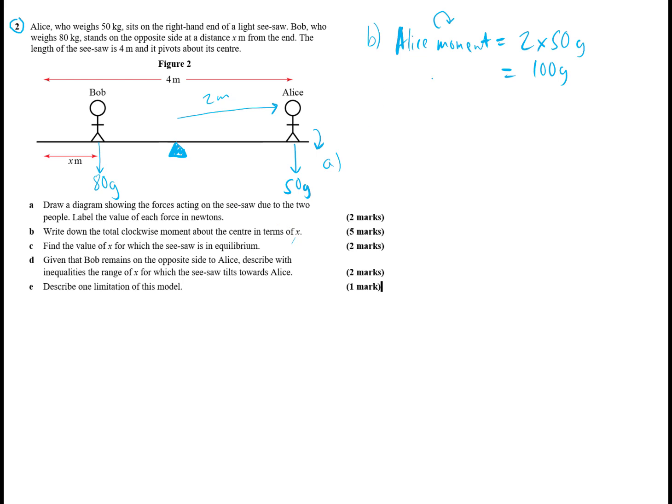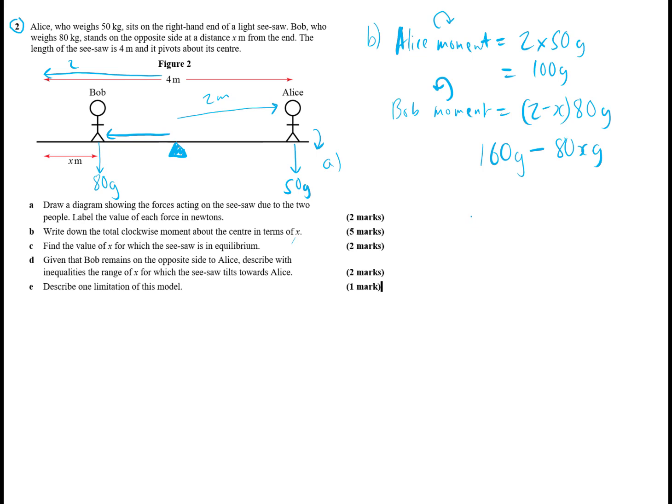Now it does say the total clockwise moment. So Alice is clockwise. Now Bob, the moment that Bob causes, you can see it's anti-clockwise. So Bob is from here to here. When you can see that is 2, that must be 2 minus x. So that must be 2 minus x times 80g, and that is perfectly fine for that. So if we expand out Bob, Bob is going to be 160g minus 80xg.